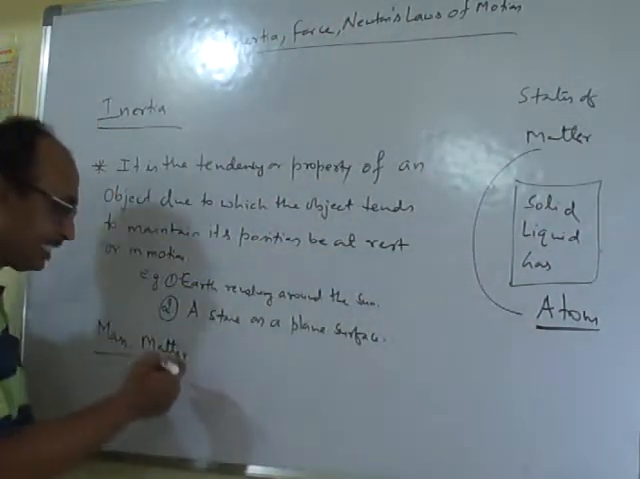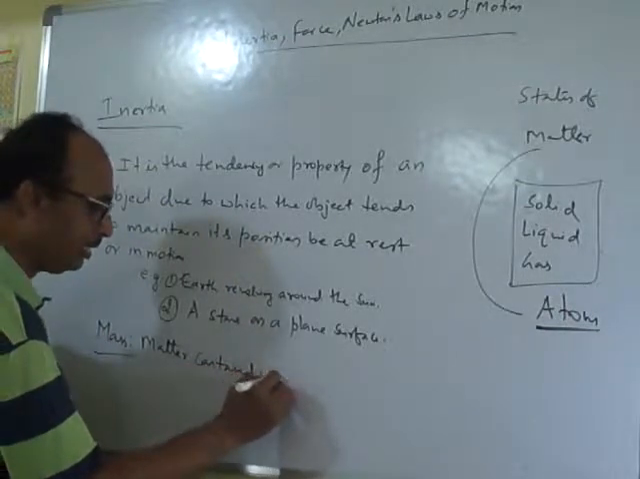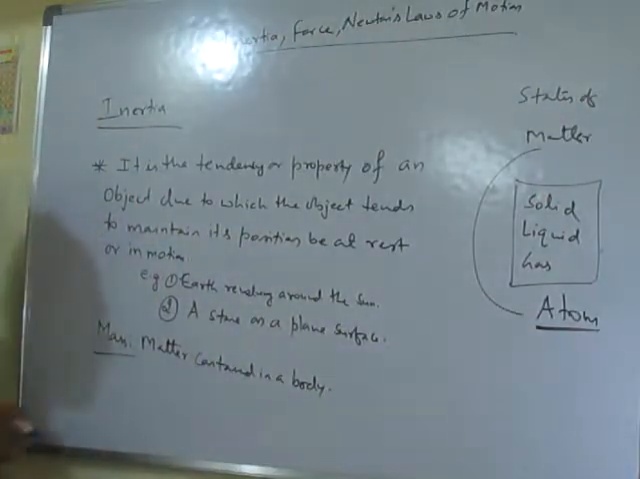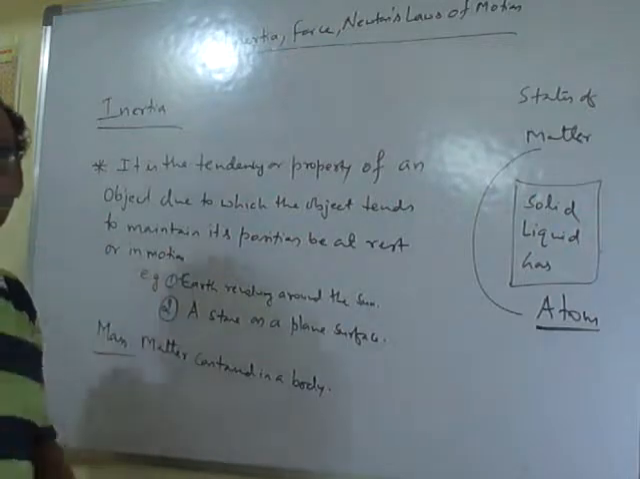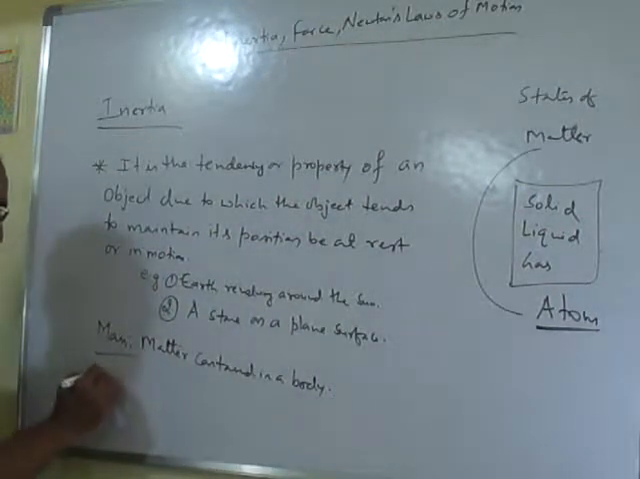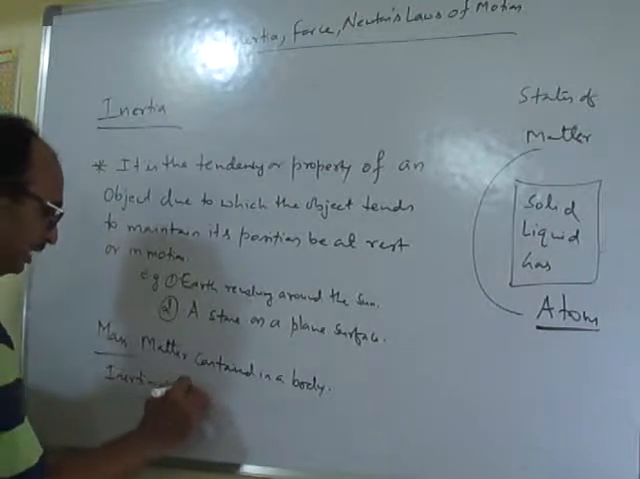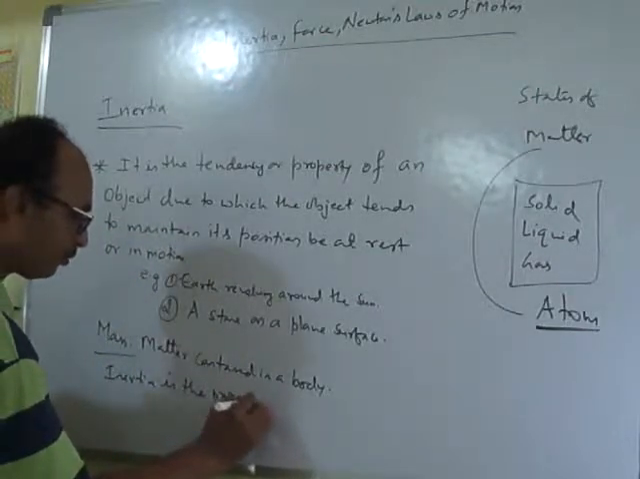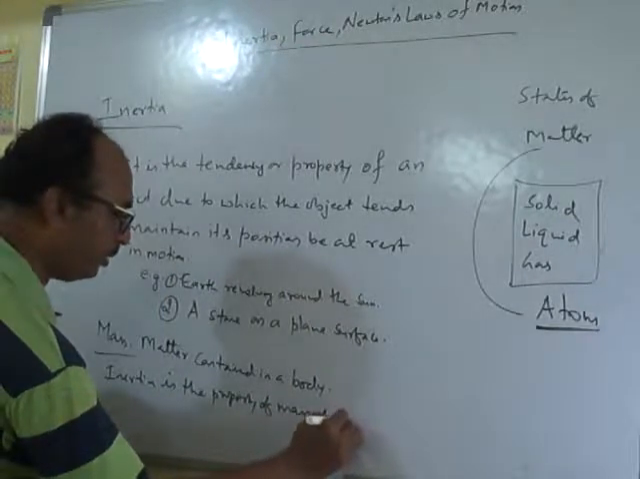So the matter contained in a body is called mass. And this inertia is due to the mass of an object. Okay, so inertia is the property of the mass of the body.